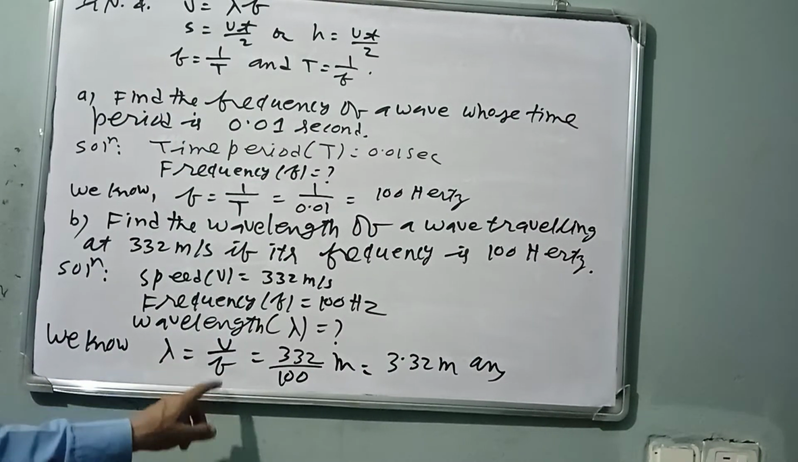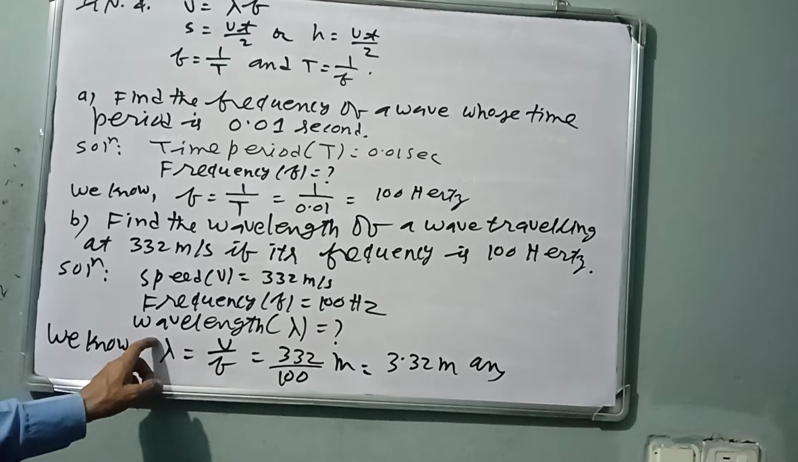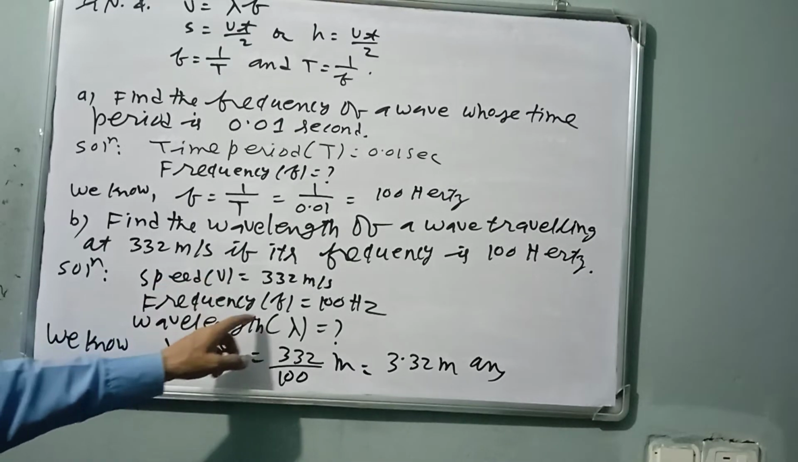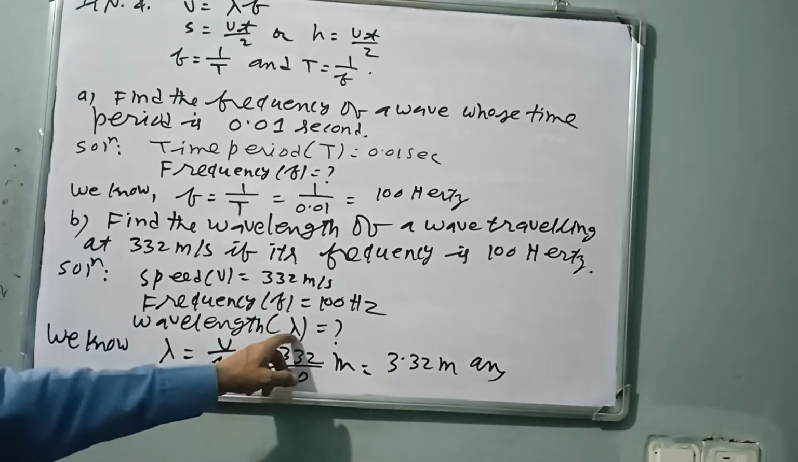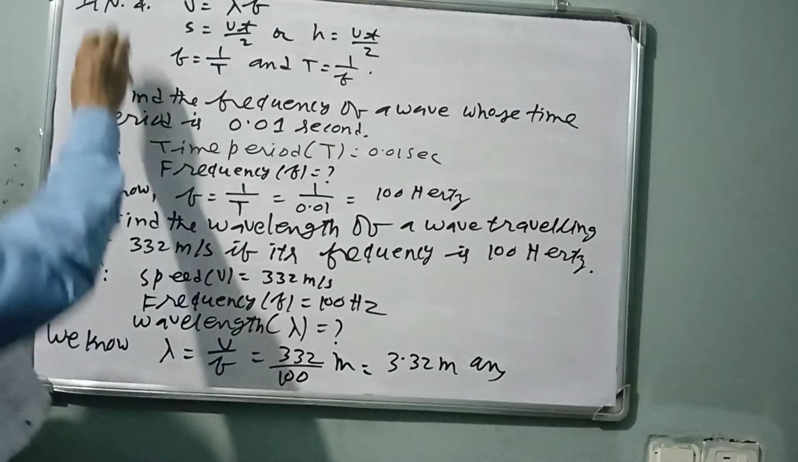Lambda equals v by f, f equals v by lambda, v equals lambda f, where v is speed, f is frequency, lambda is wavelength. Question number 4B done. Now 4C.